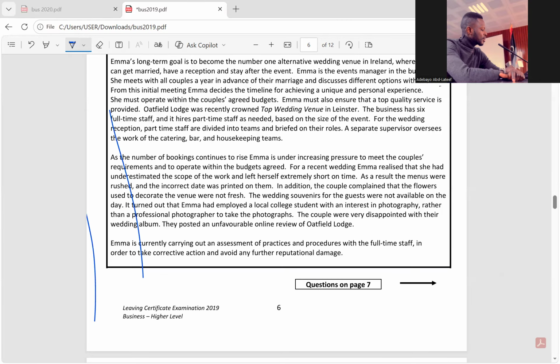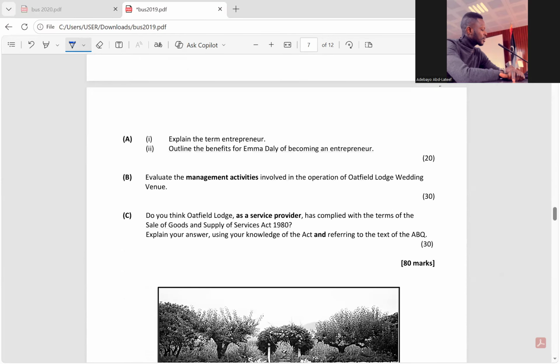So move on. Now we have the question here. For section B, section 2, we have question 2A and C. We're going to start with question 2A. They said, explain the term entrepreneur. An entrepreneur is a person who takes the risk of setting up a business with the hope of making a profit. That's an entrepreneur.